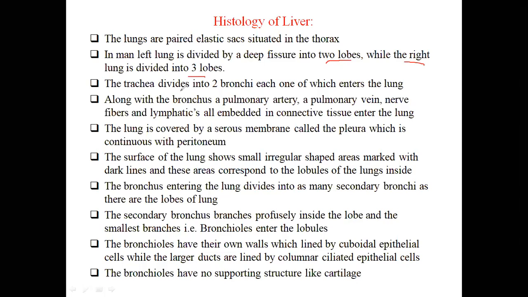And then the trachea divides into two bronchi. We have seen the primary bronchi. The trachea is bifurcating, or dividing, into two branches. One is going into the right lung, the other into the left lung. So two bronchi, each one of which enters a lung. Along with the bronchus, a pulmonary artery and pulmonary vein, which are coming from the heart, enter your lungs. And I have told you the function of the pulmonary artery and vein in circulation.